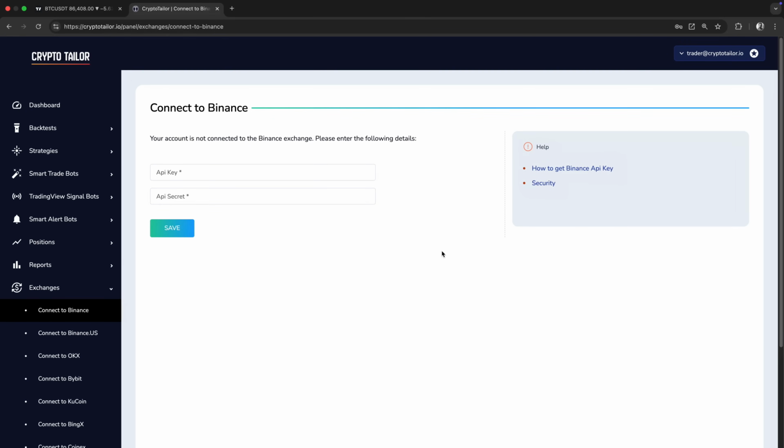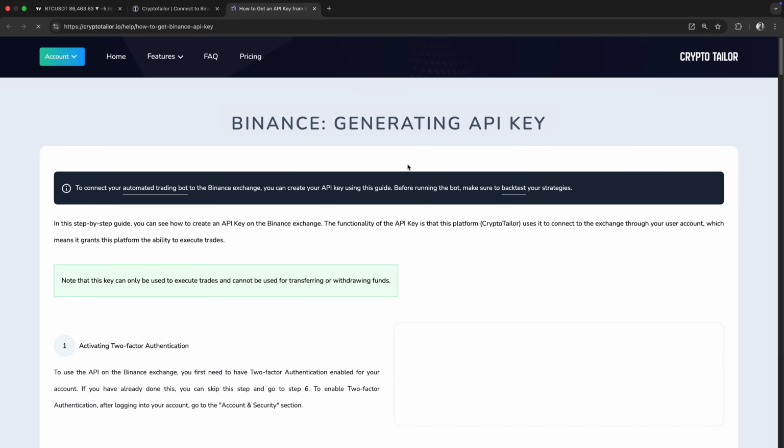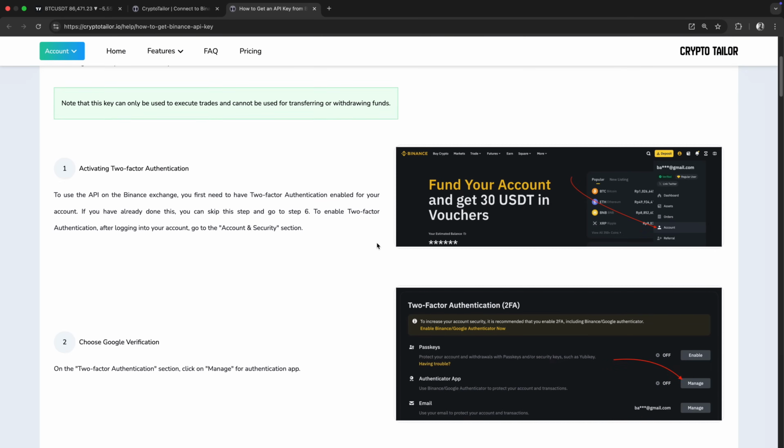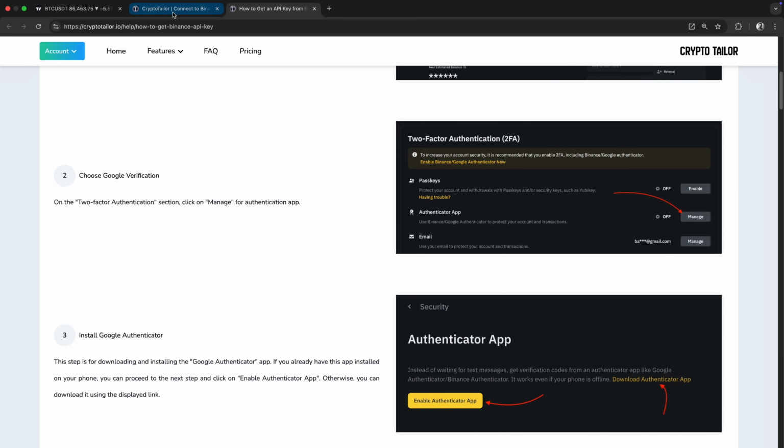API keys can be created with limited permissions, meaning you can allow the bot to buy and sell while disabling withdrawal access. This way, the bot can open and close positions but cannot withdraw funds, ensuring that your account remains safe while automating your trades. There is a step-by-step guide for each exchange that explains how to create an API key and connect the bot to your exchange. And that's it.